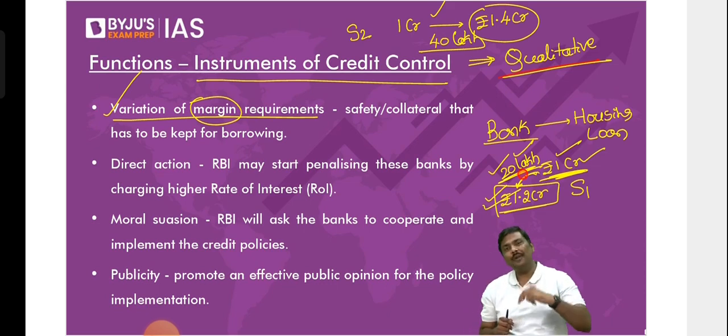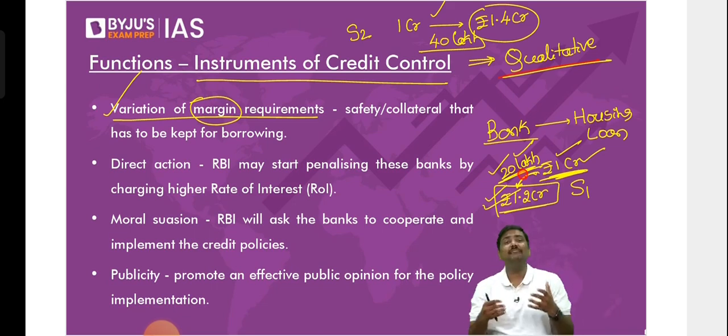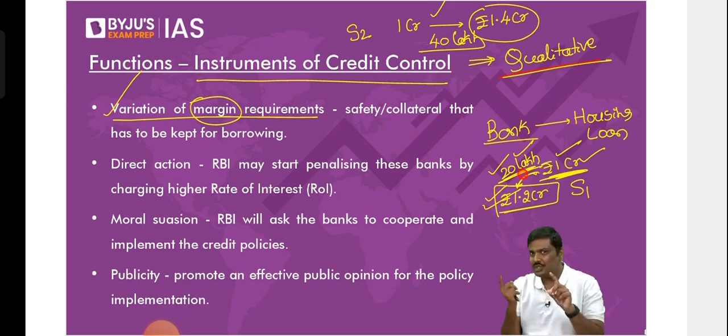Start answering. What will happen to the loans taken by the people? Will more and more loans be taken or lesser loans? People will take more loans. Why? Margin has come down. More people will be able to afford the margin. They will take loans.